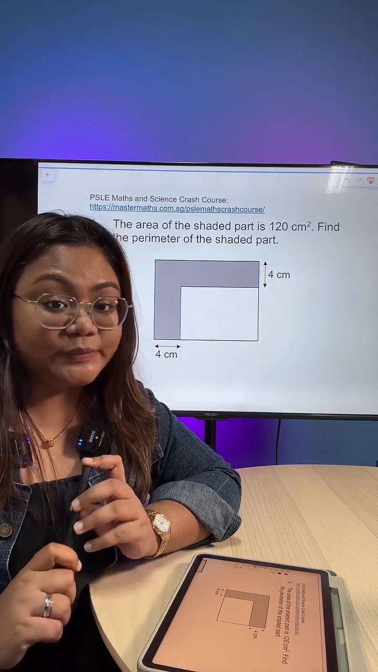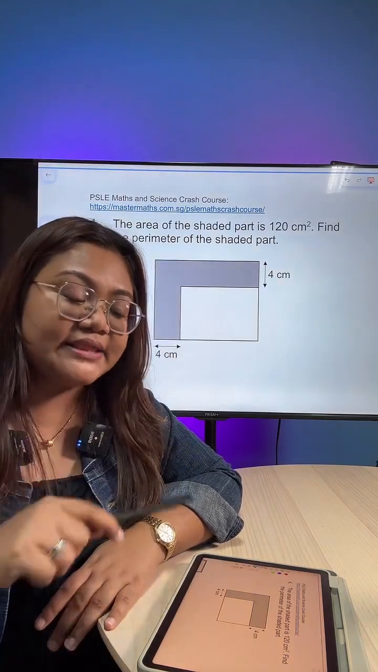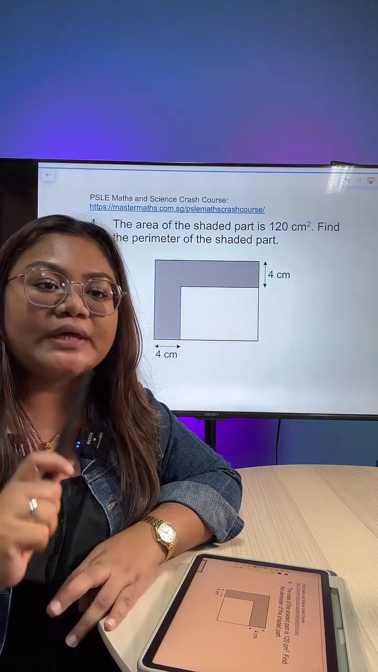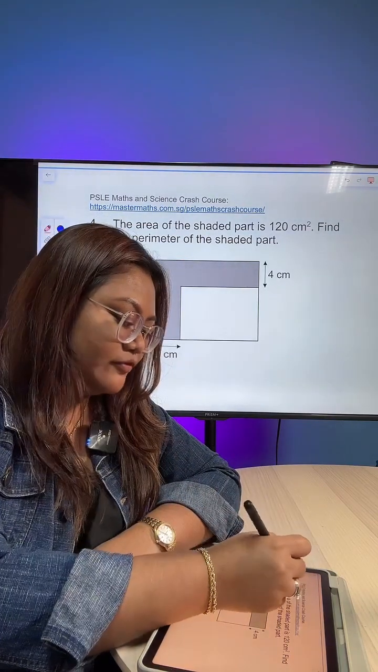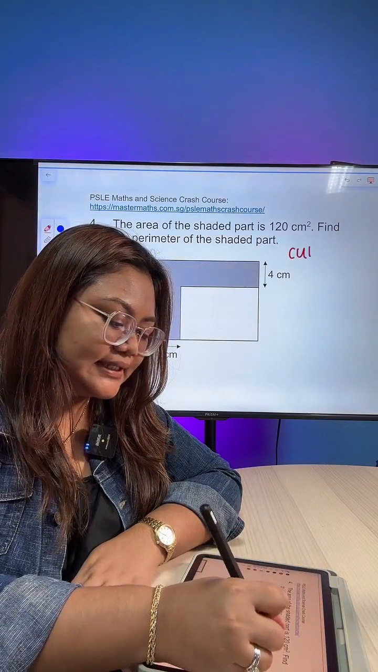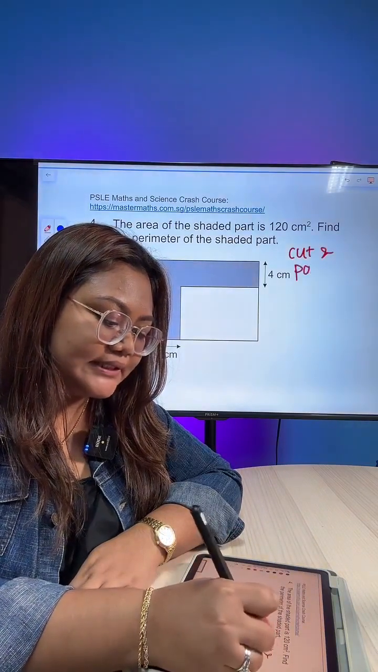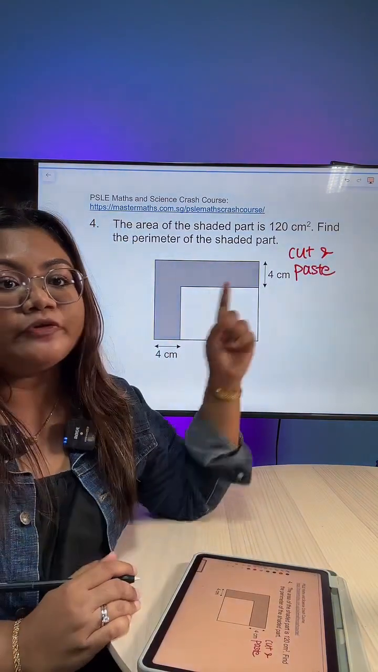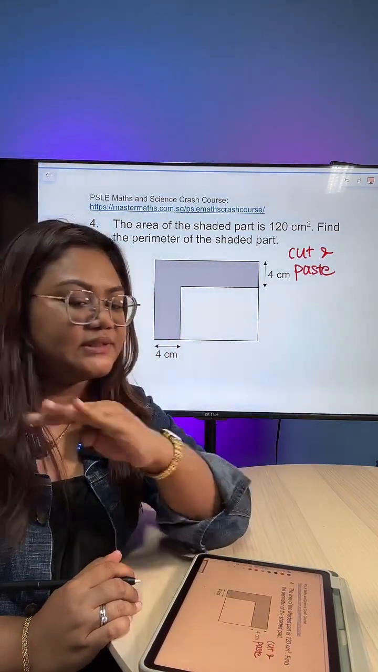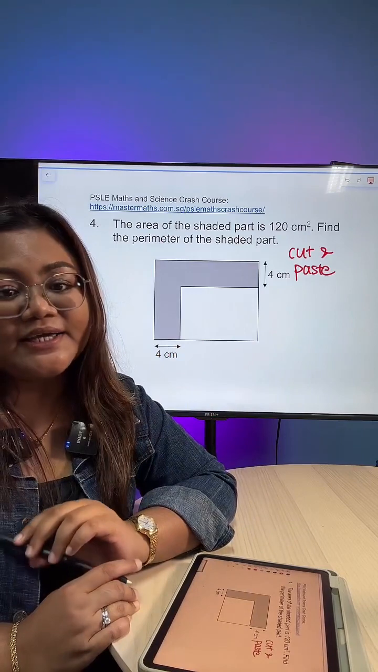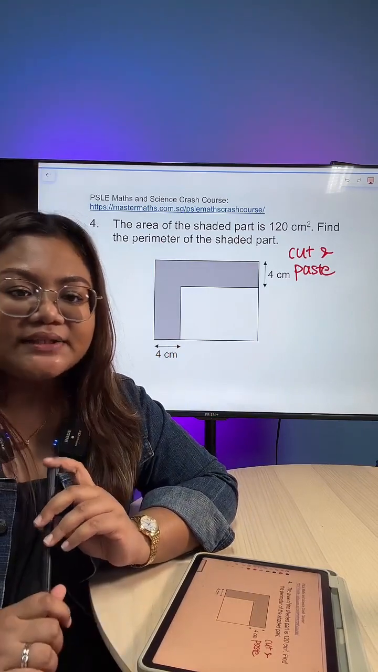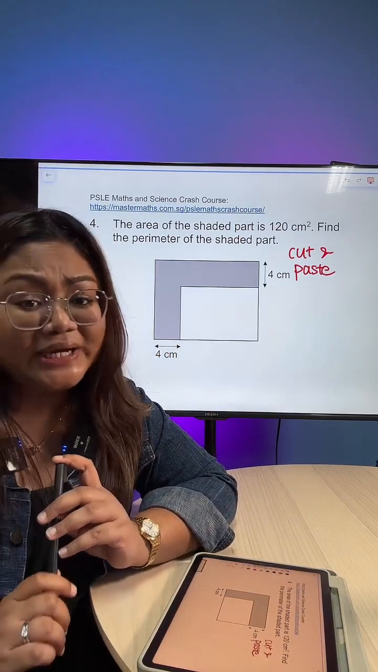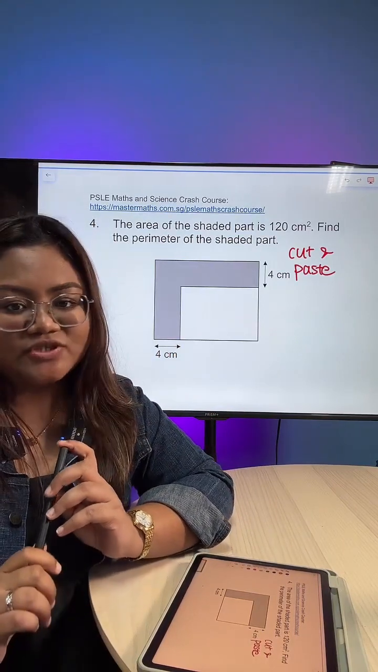Here's the hint for this question. Just now we did cutting. This is another spatial visualization question. One hint for you: cut and paste. How to use cut and paste to solve this? If you use cut and paste, you solve it in 2 steps. Simple. Cut and paste, solve in 2 steps. 38 cm, no, not 38. Try again. Not 36, try again.